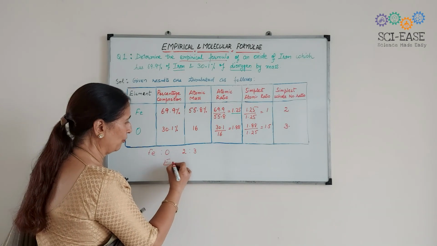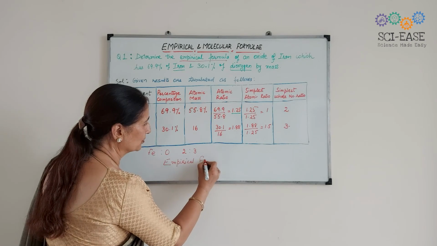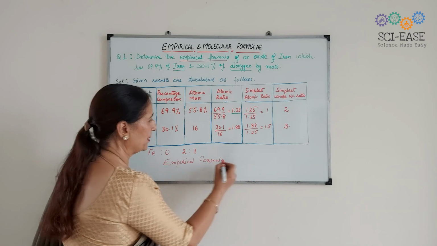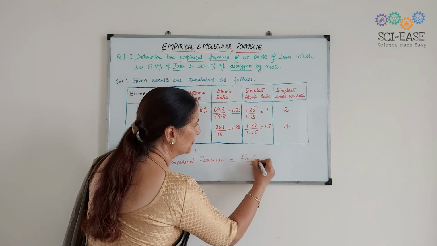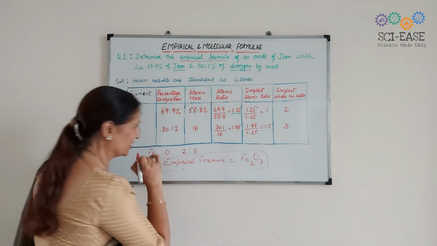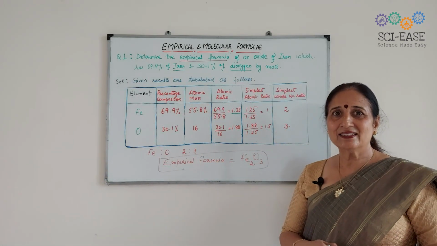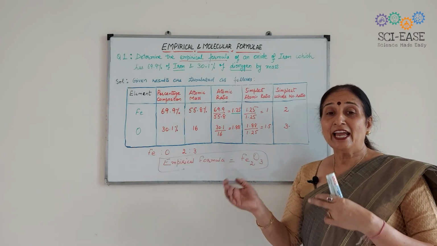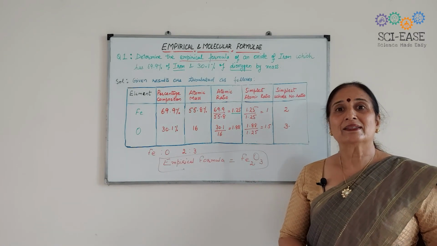So the empirical formula of the compound will be Fe2O3. Okay. So this is the empirical formula. So this is a very easy method. Now we will do one more numerical in which both the empirical formula and the molecular formula are to be calculated.